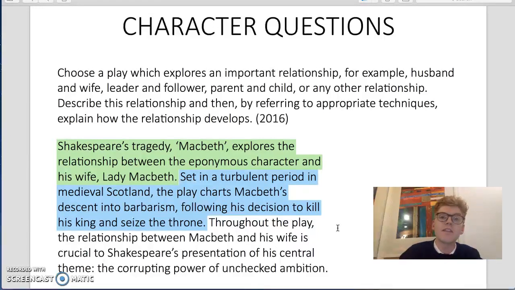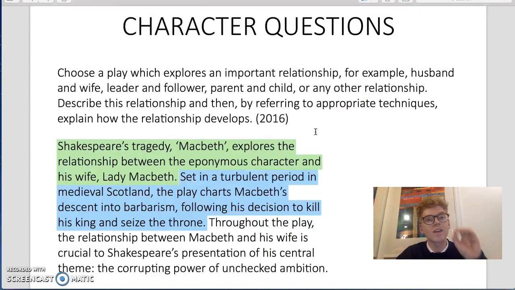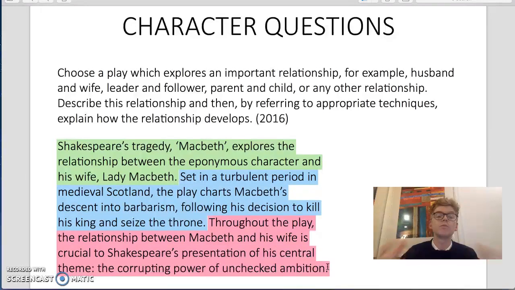And then the third sentence, which we said was also really important because it does that important thing of connecting the aspect of the play that you've been asked to look at with the central themes. So here, what we've been asked to look at is this idea of a relationship between important characters. And here we can see: throughout the play, the relationship between Macbeth and his wife is crucial to Shakespeare's presentation of his central theme, the corrupting power of unchecked ambition.